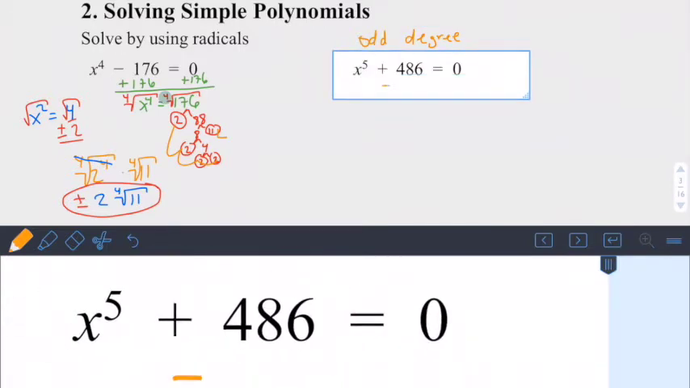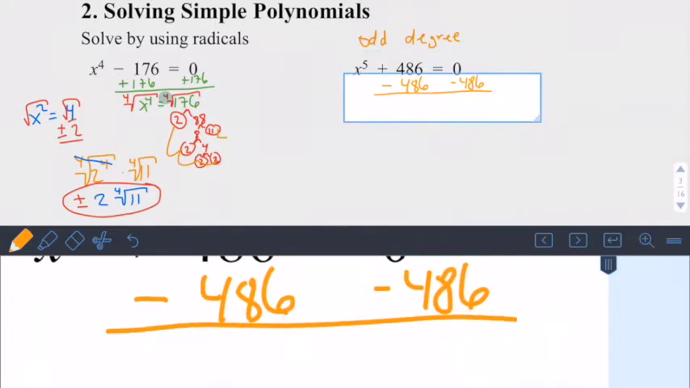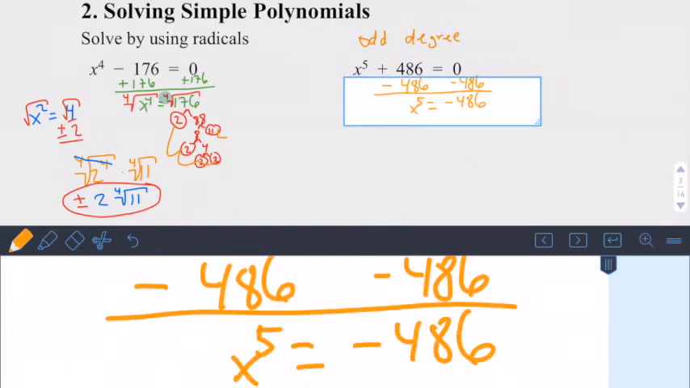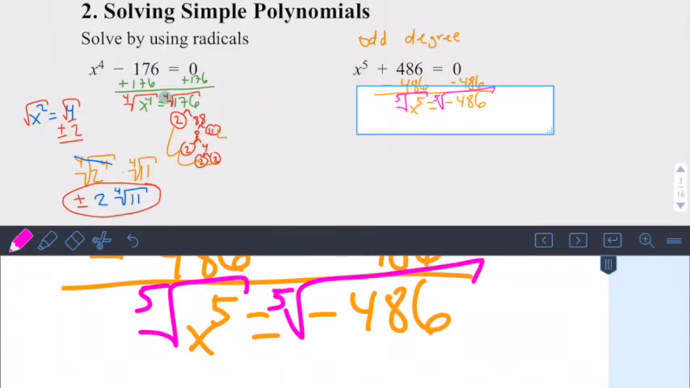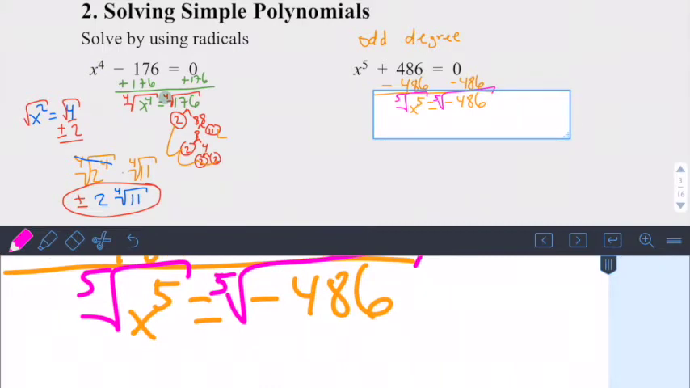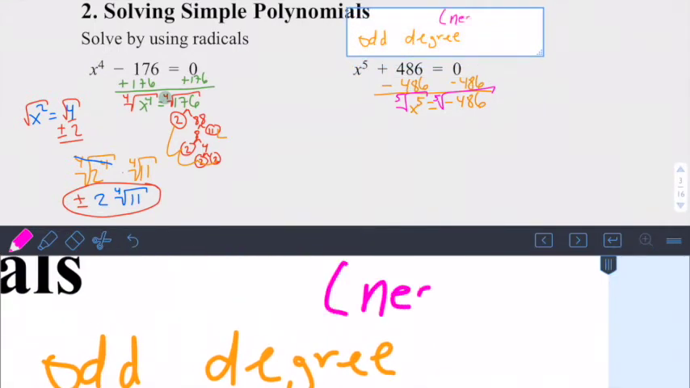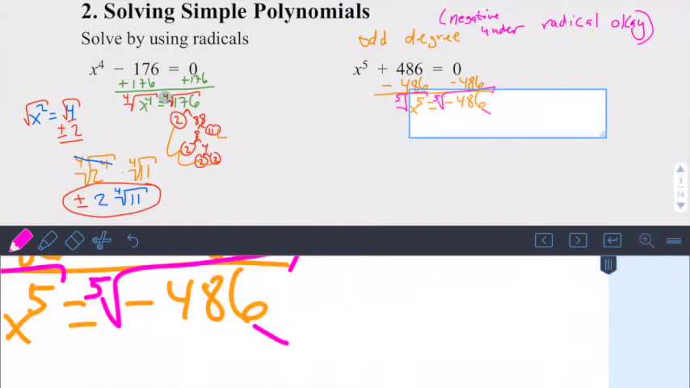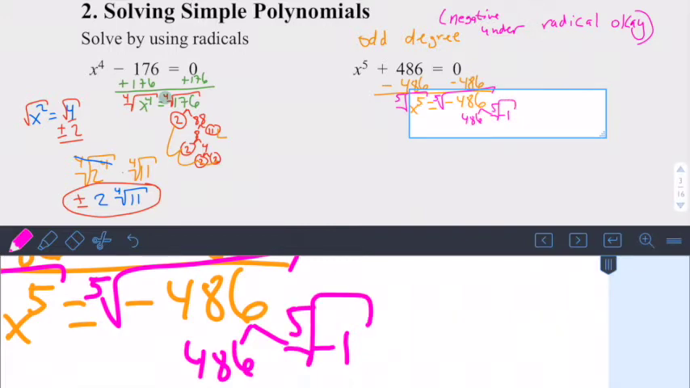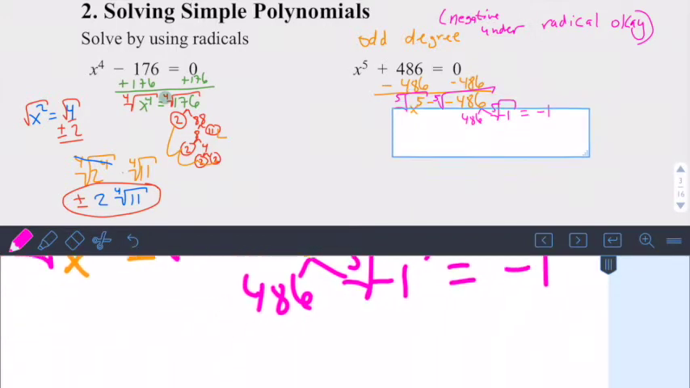So with this one, I can say minus 486 from both sides. And then I'm going to take the fifth root, and I can take the fifth root of a negative because that negative times the negative 5 times will give us a negative again. So that's what's special about the odd degree. So I'm going to bring out a negative 1 like I normally do. The fifth root of negative 1 is just negative 1. I'll save that for later.